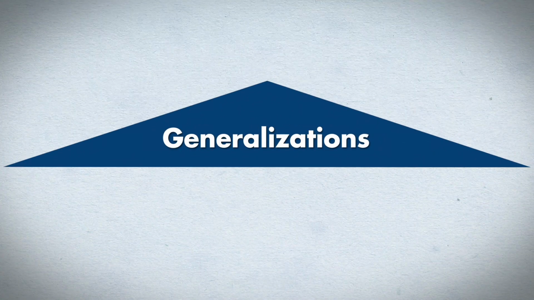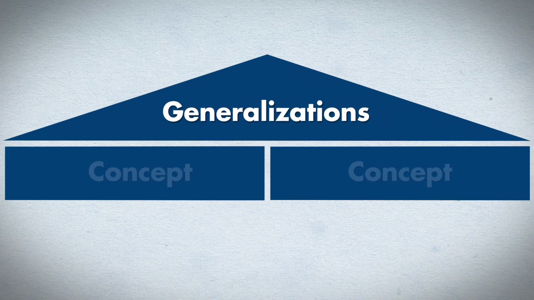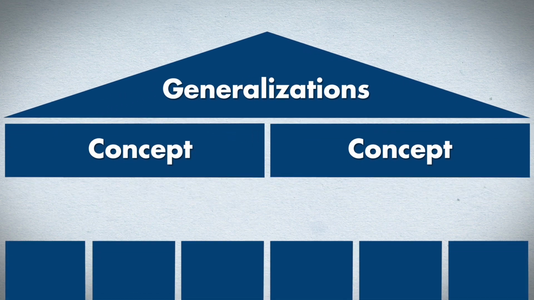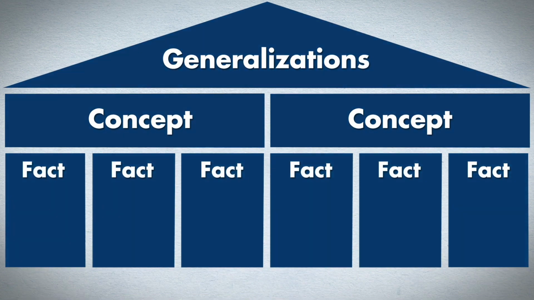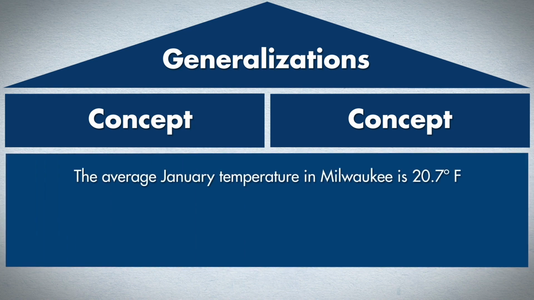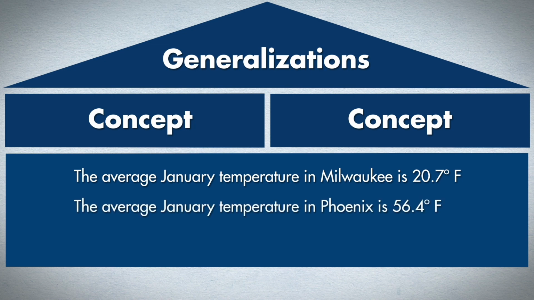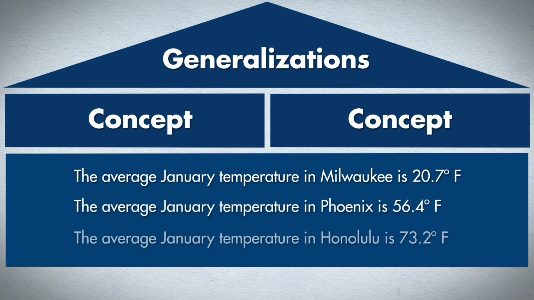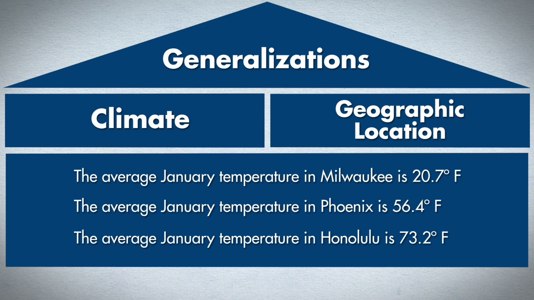So generalizations are basically a statement of the relationship between two or more concepts. And concepts are built upon facts. So here's a simple example. Let's start with some facts. The average January temperature in Milwaukee is 20.7 degrees. The average January temperature in Phoenix is 56.4 degrees. The average January temperature in Honolulu is 73.2 degrees. So we can build on these smaller facts to better understand the broader concepts of climate and geographic location.